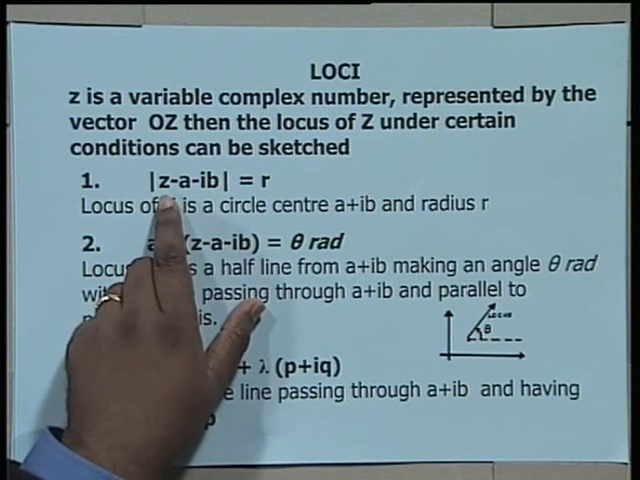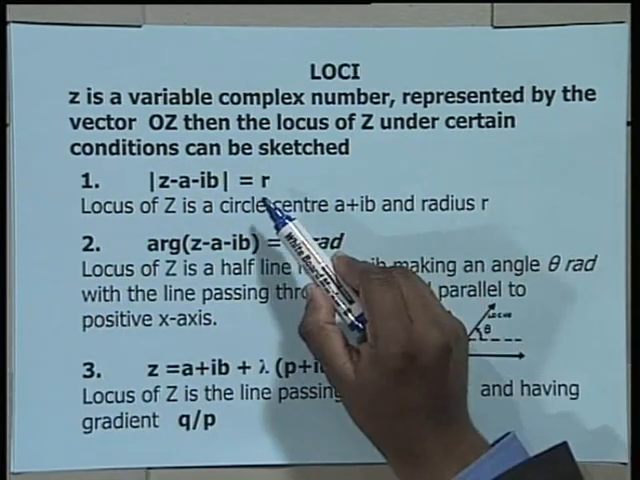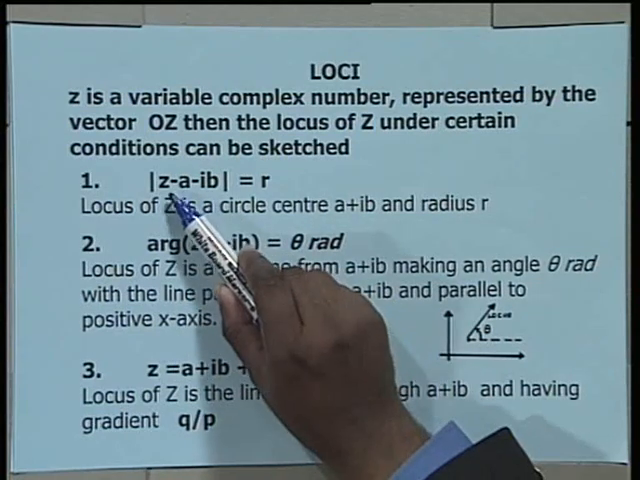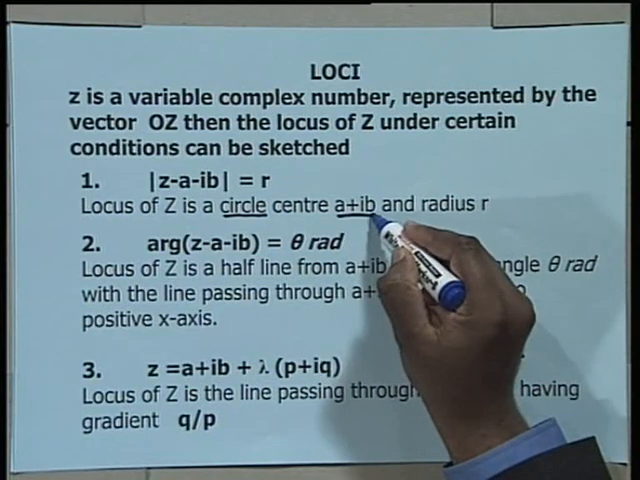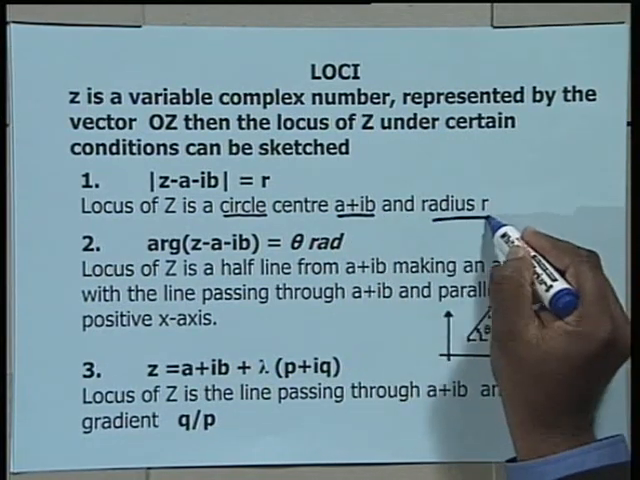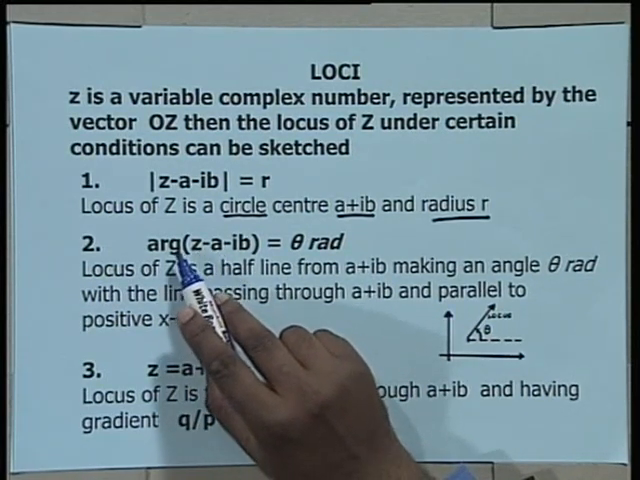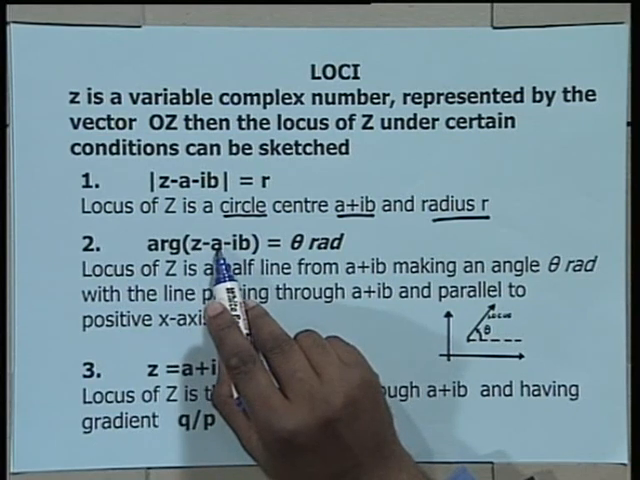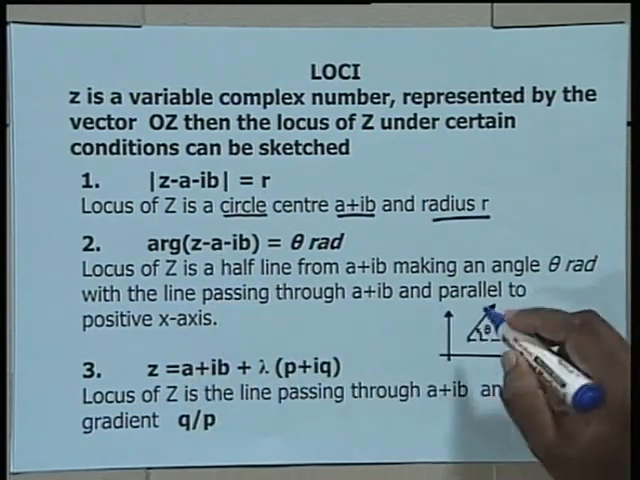Let's see the first condition. What is the locus of Z, of the variable Z, if modulus of Z minus a minus ib is equal to r? The locus will be a circle, center a plus ib, radius r. The second condition. What is the locus of Z if argument of Z minus a minus ib is equal to theta radian? Locus of Z would be a half line.